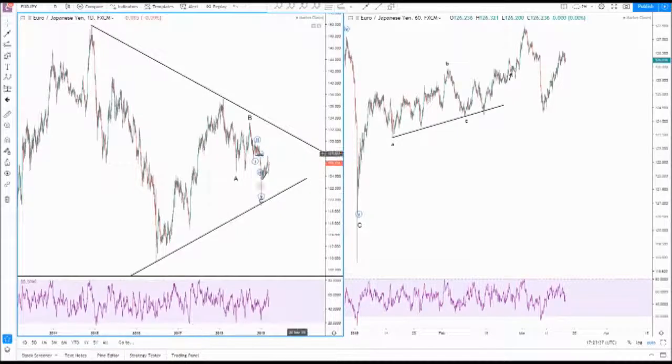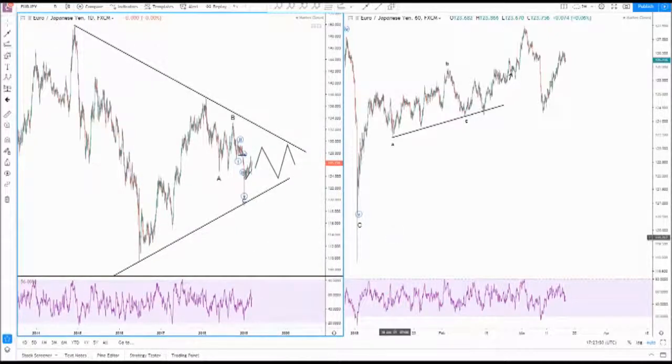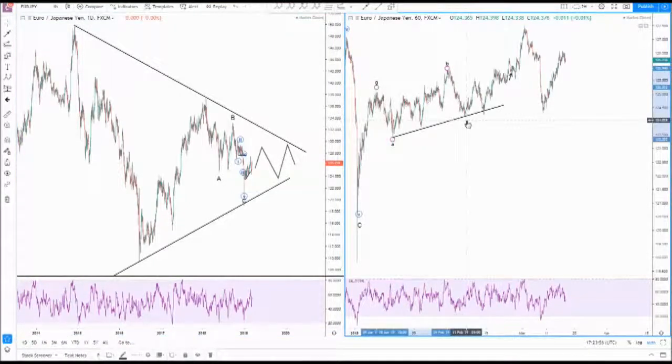Okay, so this is the big triangle that we've got. So for me, it's probably likely that we're going to chop sideways for this euro yen, and until we make a decisive break in either direction, you just got to stay away from it really. Get rid of that as well.